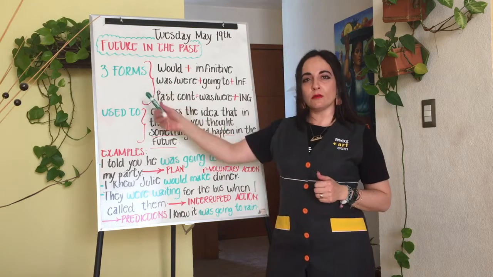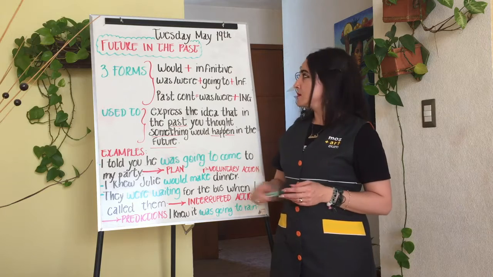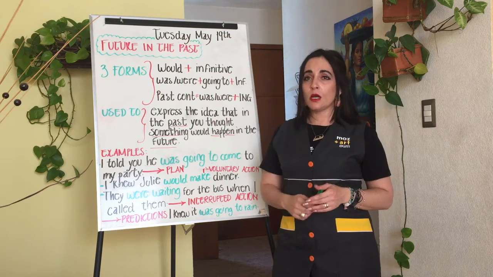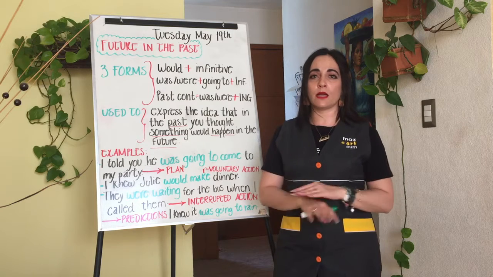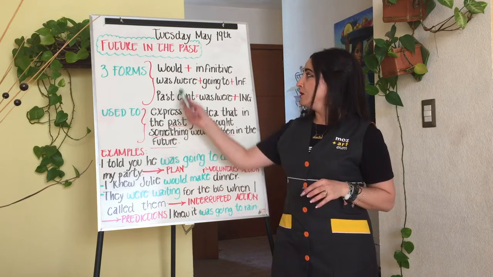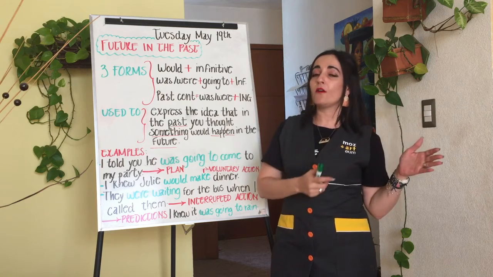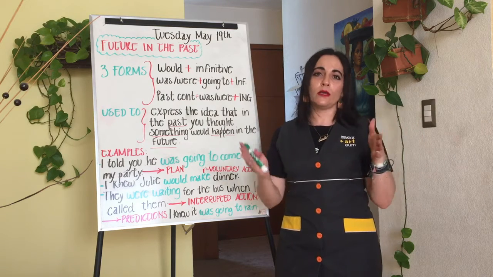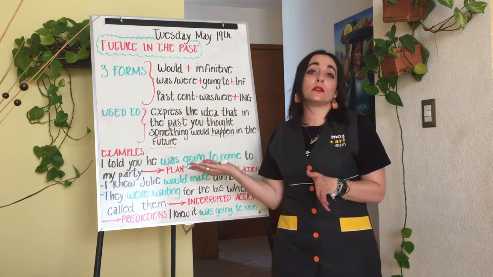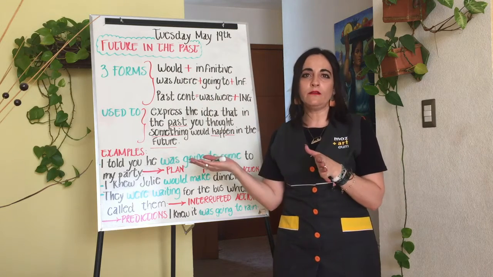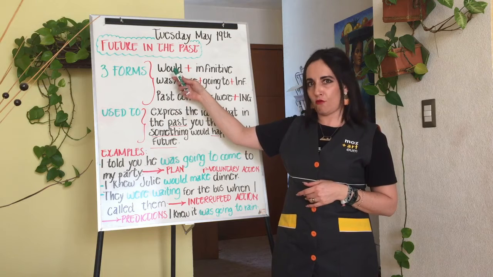There are three forms to talk about future in the past. The first one is would plus the infinitive. Remember that infinitives are verbs that are not conjugated, okay? And would is the past tense of will, okay? So will, won't, the negative or contraction, and would, wouldn't, would be the negative, okay?